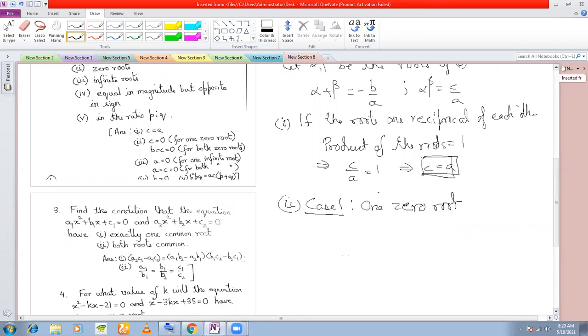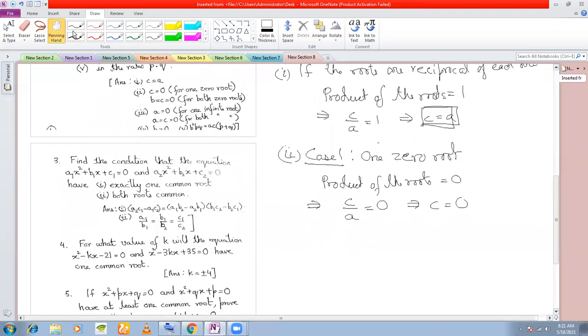Now, if the equation has one zero root, what can you say about the sum of the roots and the product of the roots? I cannot say anything about the sum of the roots, right? But what can I say about the product of the roots? The product will be 0, always. I cannot say anything about the sum, but definitely I can say that the product of the roots must be equal to 0. Right? So the product of the roots c by a is equal to 0. That means c is equal to 0.